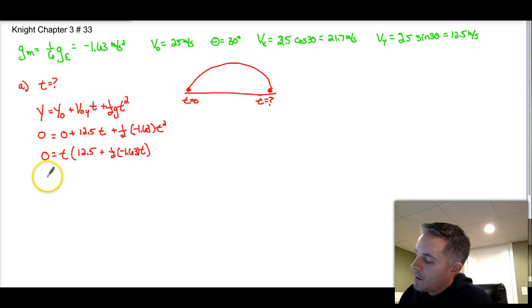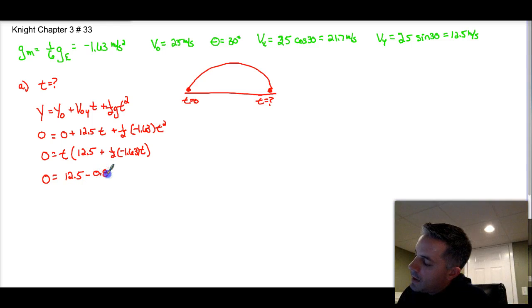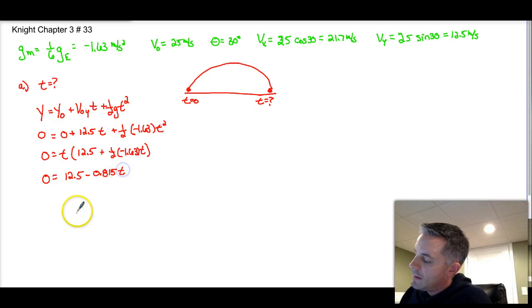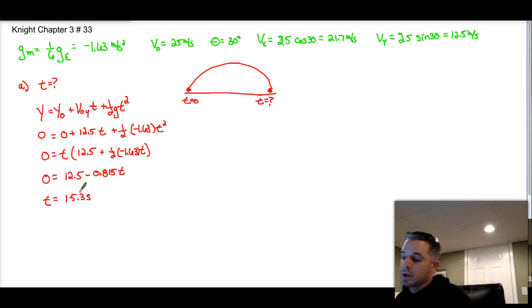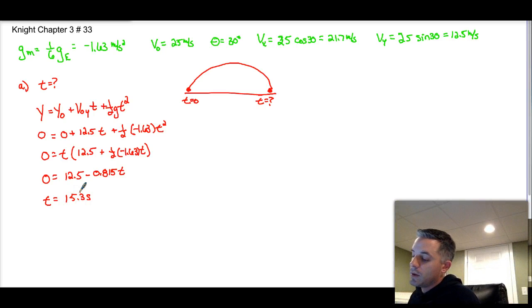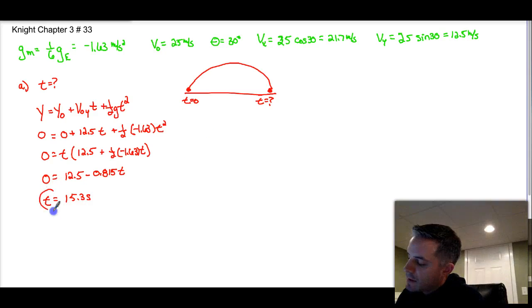So if we say that 0 is equal to 12.5 minus 0.815 t, and we solve for this t, we get that it is equal to 15.3 seconds. That sounds like a long time in flight, but we're dealing with the moon, which has less gravity, so it's going to decelerate, change its acceleration, very slowly. So here's our time for our flight.